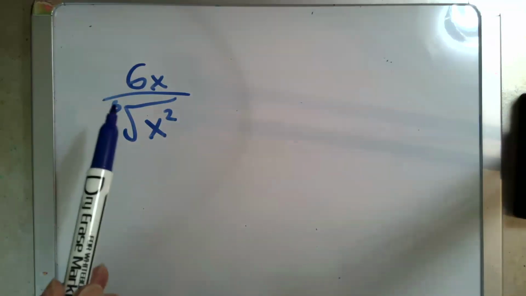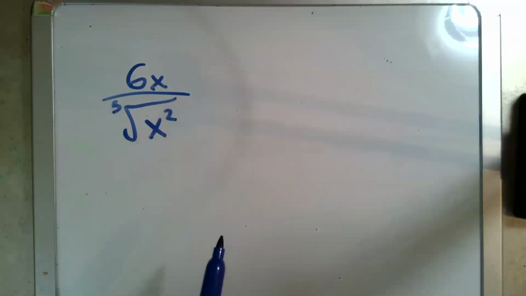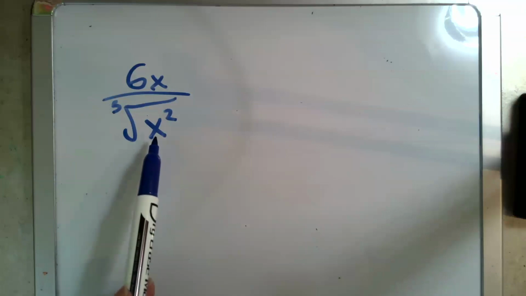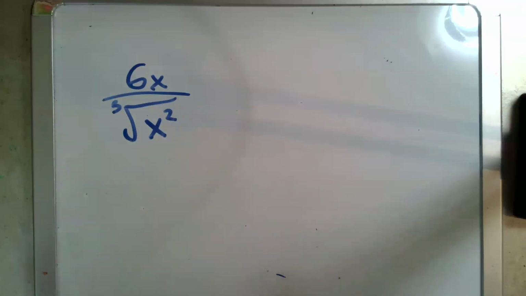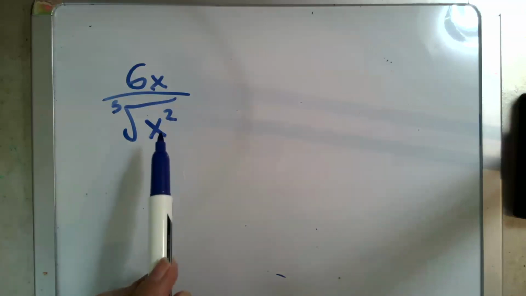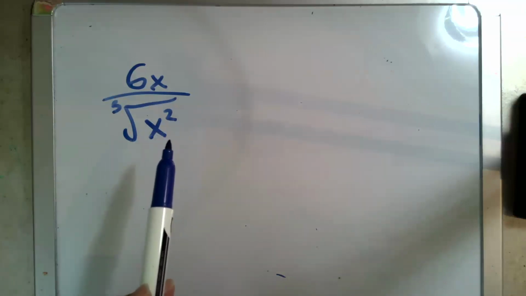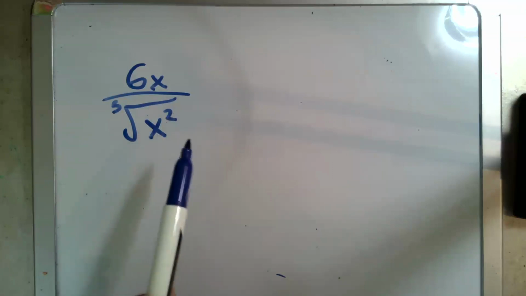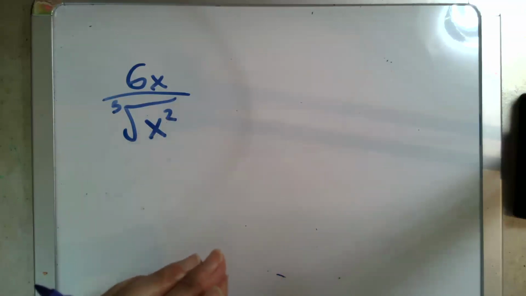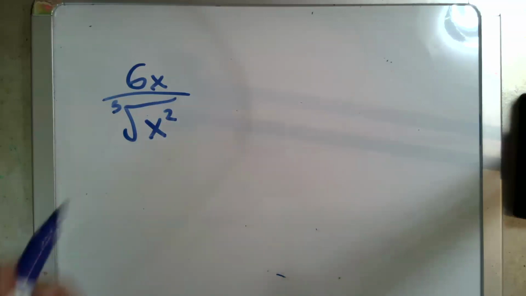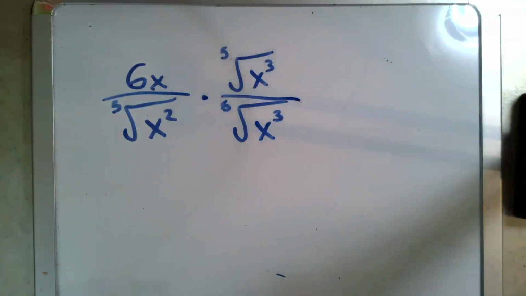Okay, our goal is to get rid of this fifth root here. We could do that if, say, underneath this root, it said x to the fifth, right? The fifth root of x to the fifth would just be x. So how much more x do we need here? Well, x squared times x to the third, that would be x to the fifth. So that means we need to multiply top and bottom by the fifth root of x to the third.